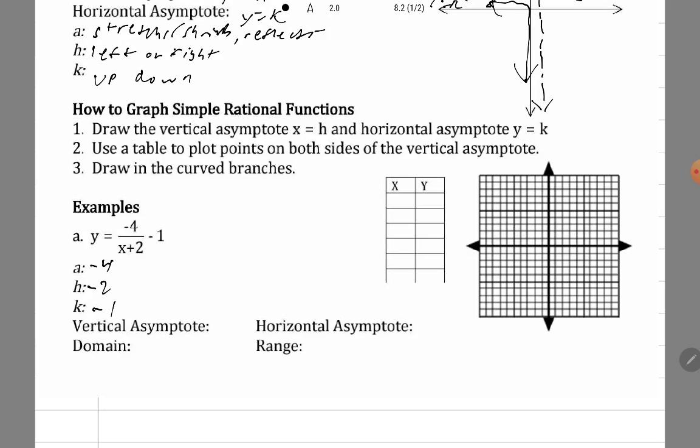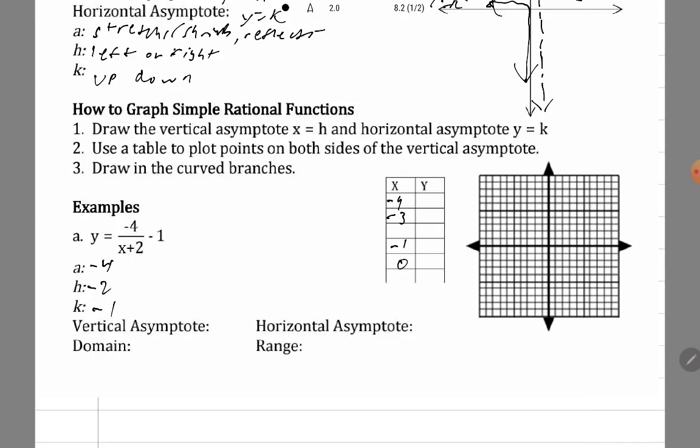So I like to use values around, well, I guess it doesn't really matter. You just plug in any old values, -4, -3. Okay, now I remember. So you want to use 2 values left of your h and 2 values right of your h. So this is -1 and 0.